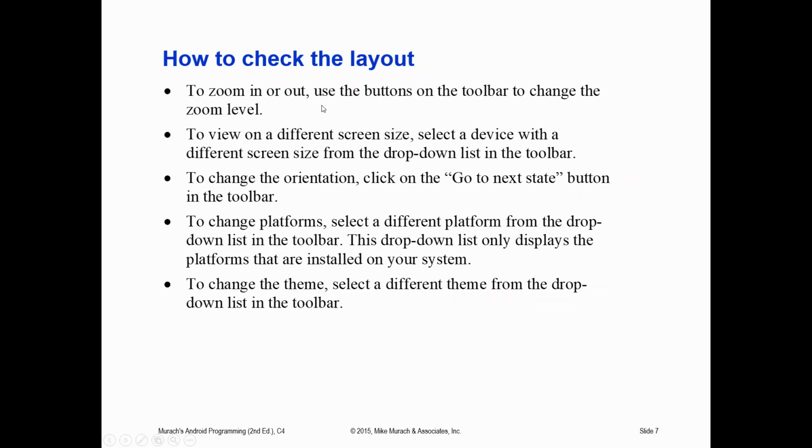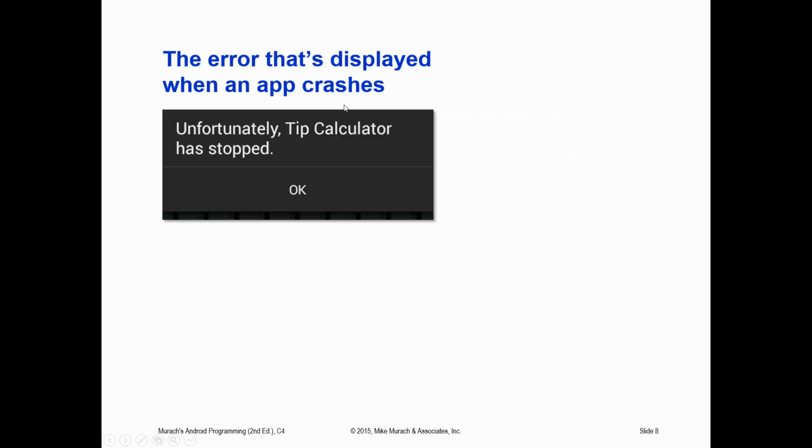To check the layout, as I mentioned, I showed you zoom in and zoom out. I showed you how you can use different screen sizes. I clicked the go to next state button to go to landscape. All right. When I clicked the drop down, it only displayed the platform installed on the system, which was the 25. And I showed you how if you wanted to, you could change the theme. All right. On page 101, they show here, this unfortunately is going to be where you get different errors.